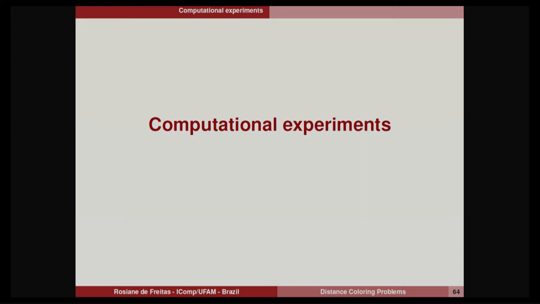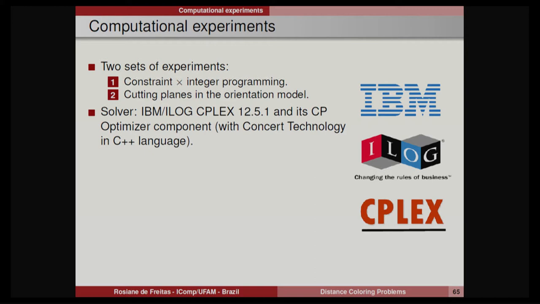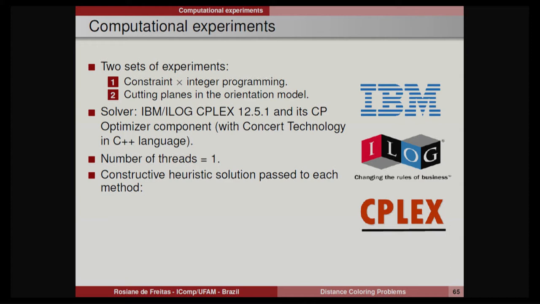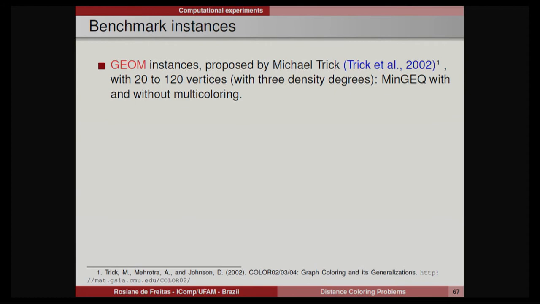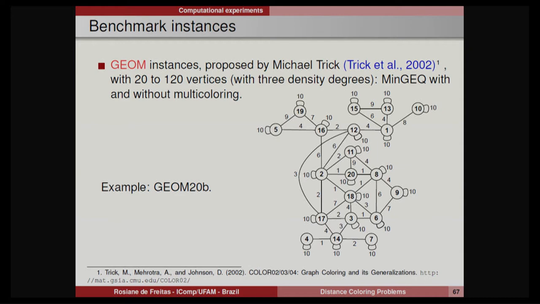About the computational experiments, we got several results applying CPLEX, and applying a code in C++ with some configuration. Also, there are several instances from known benchmarks. One of them is based on famous cities around the world, Philadelphia, Helsinki, and others. Another one, Geom, was given by Michael Trick during a conference here in DIMEX, a long time ago. So this is the kind of instance.